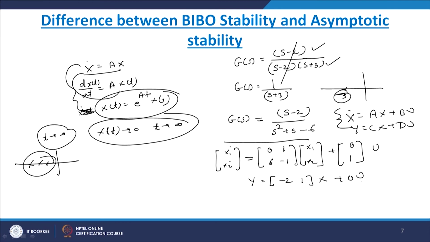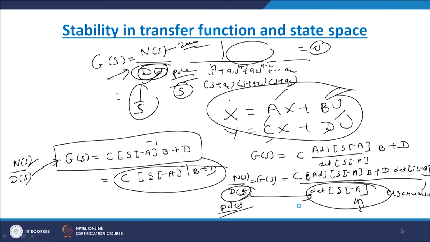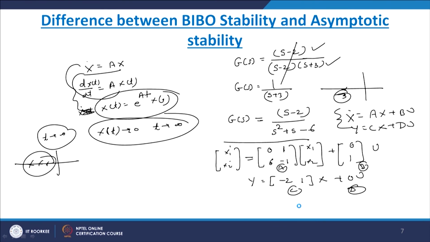Now, we have got the A matrix, B matrix, C matrix and D matrix. And previously we have seen that whenever we want to check the stability of the system, when the system is expressed in state space form, we take care of the A matrix, we do not take care of B, C, D. Therefore, for checking the stability in state space, I will take care of the A matrix. Therefore, A equals [0 1; 6 minus 1].